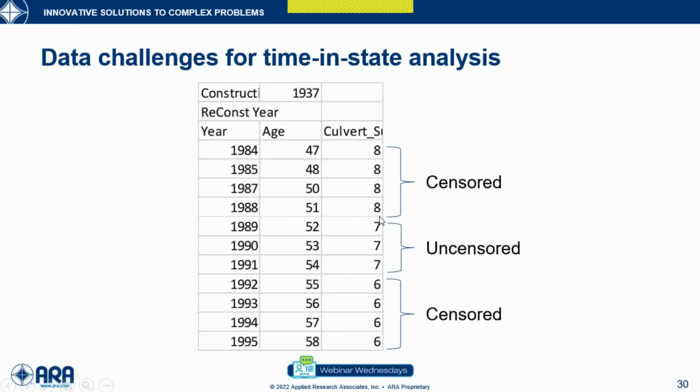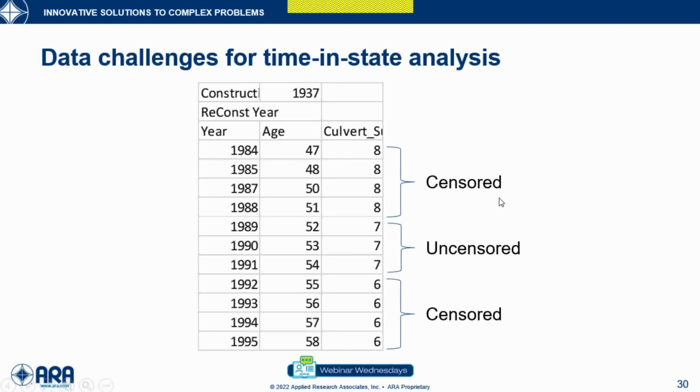However, in some cases, we do not know when the culvert transitioned into that condition state. For example, all what we know here is that it started at age 47. We have no clue if it was at 8 before that, for how long. Is it only 1 year before, or how many years? We don't know that. The same thing, we don't know how long it stayed after that, 58 years of age. So these are censored data.